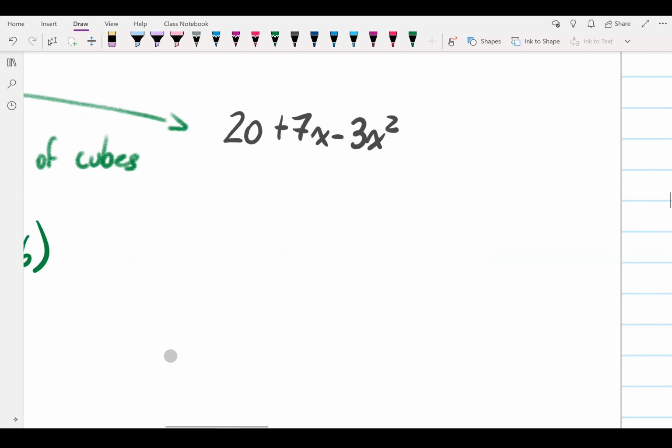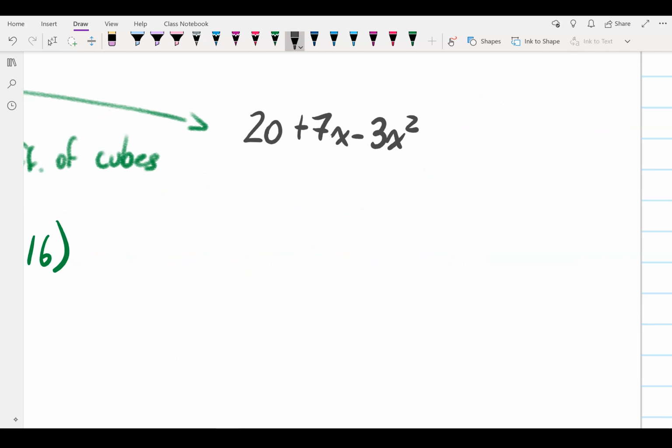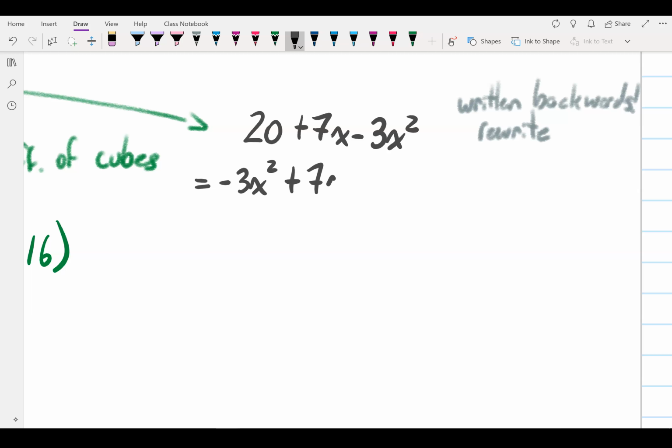Now I need to do the bottom as its own problem. So what do I got? I've got a trinomial, and this is actually a pretty tricky trinomial. Look, it's backwards. It's like written backwards. So I want to fix that right away. I'm going to rewrite it first. So I'm going to put my square term in the front. I take my x term in the middle and then my constant term on the end. That's the way I'm used to seeing it. So I'm going to force it to look like that.